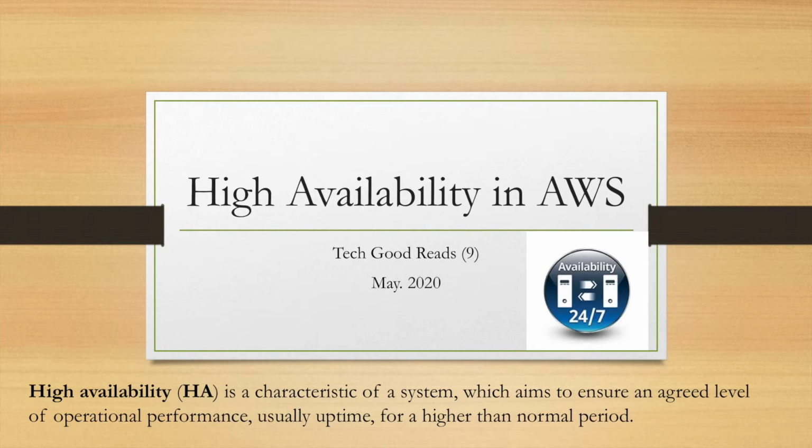Today, let's talk about high availability in AWS. High availability is a characteristic of a system which aims to ensure an agreed level of operational performance, usually uptime, for a higher than normal period.